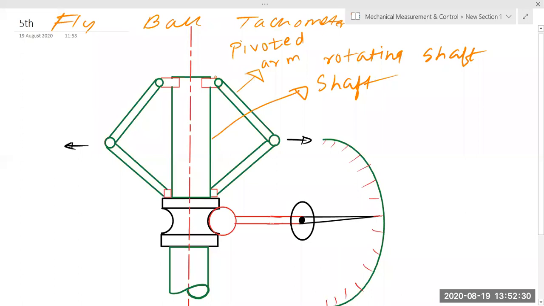These pivoted arms are hinged. These are hinged here, it is hinged here, it is hinged here. So there are many points where the pivoted arms are hinged.